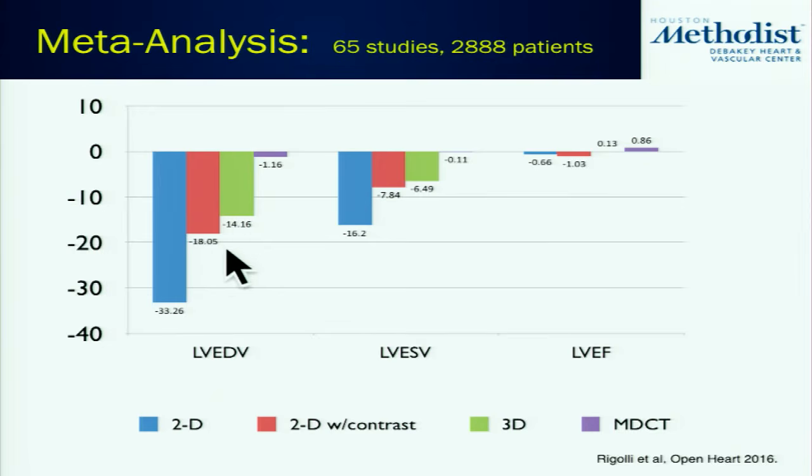Where the biggest differences tend to be is in LV end diastolic volumes, where there seems to be a negative bias for plain old 2D echo, which gets a little bit less when you give contrast, and a little bit less when you do 3D echo. And then by CT, the CMR and CT values seem to correlate pretty closely, both for end diastolic volume, end systolic volume, as well as for EF.